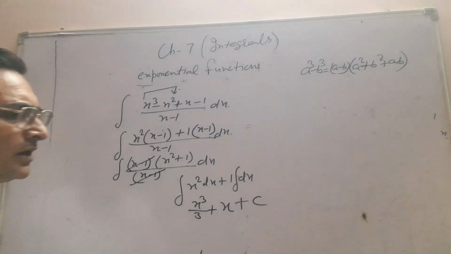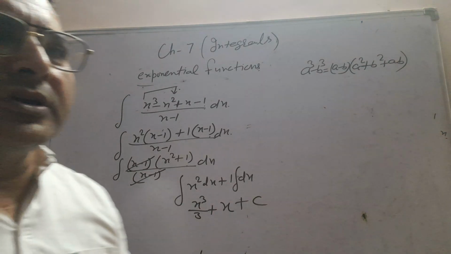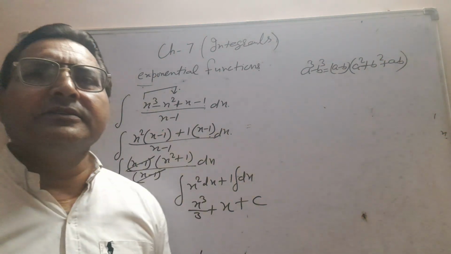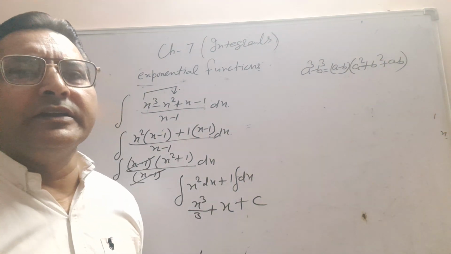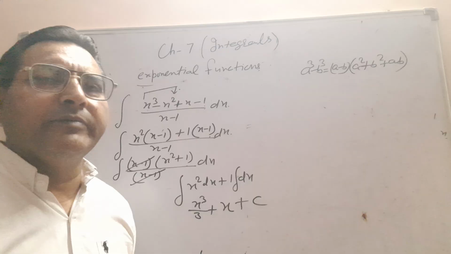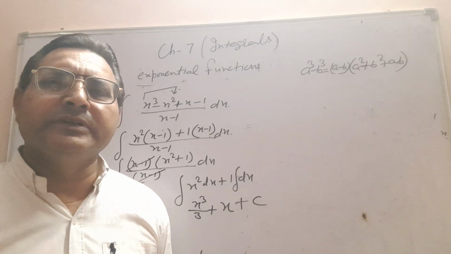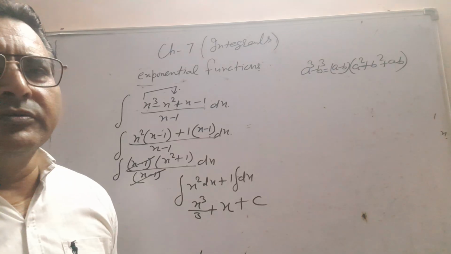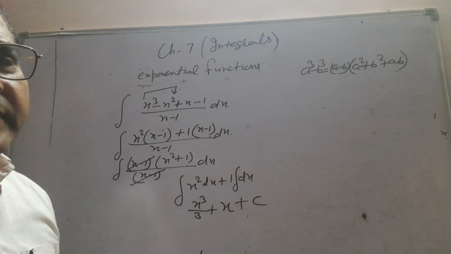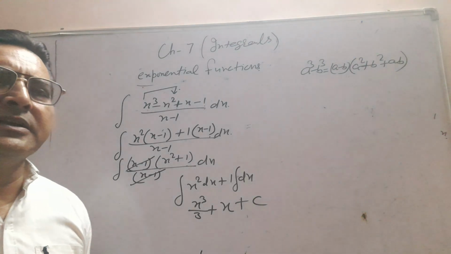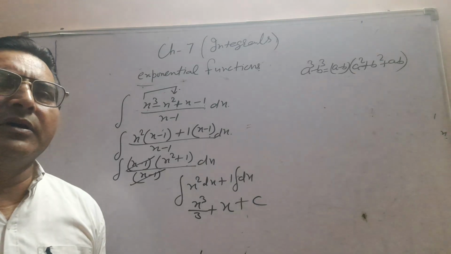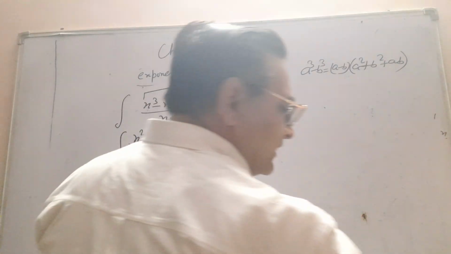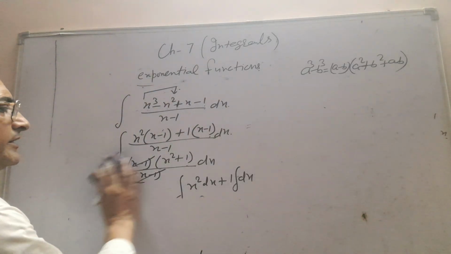You must know how to make it. You have to use your previous knowledge: factorization, all the formulas, all the identities, a minus b whole cube, a plus b whole cube, a square minus b square, a square plus b square, a cube minus b cube, a cube plus b cube, whatever the identities are, you have to use all your previous knowledge there. And then apply the integration.